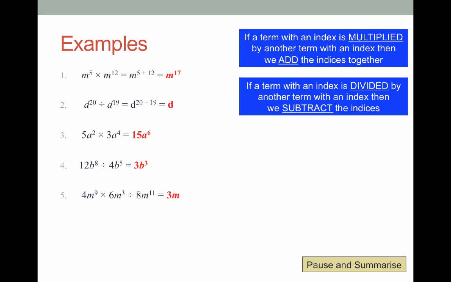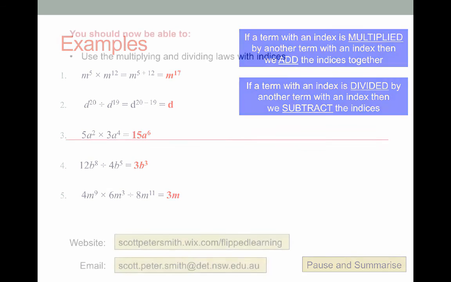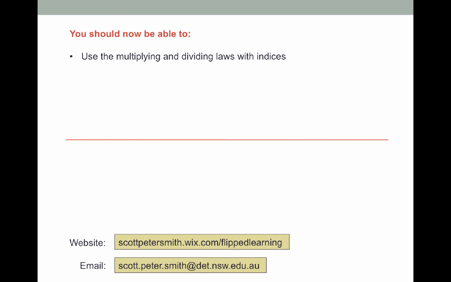I'd like you to pause and summarize everything on this screen. That includes the rules on the right hand side. You should already have the questions and the answers written down. And that's it. Hopefully you understand the multiplying and dividing laws with indices. And if you have any questions, as always, you can ask in class. Good luck.